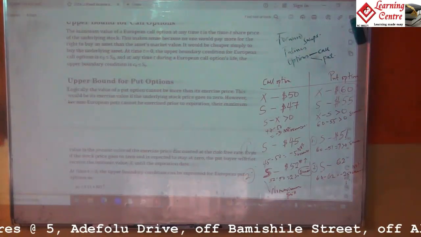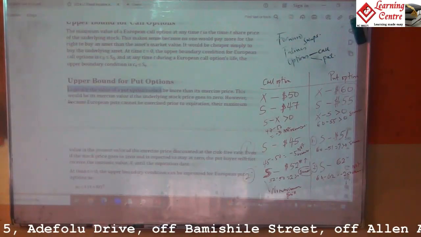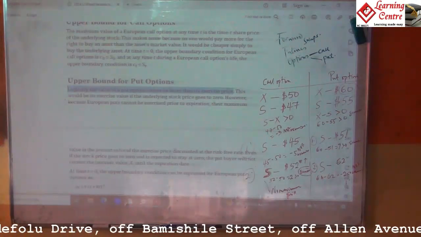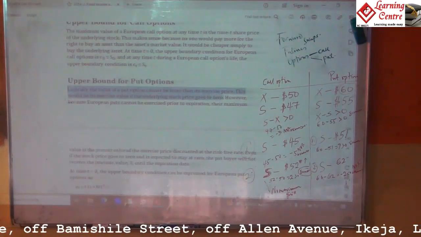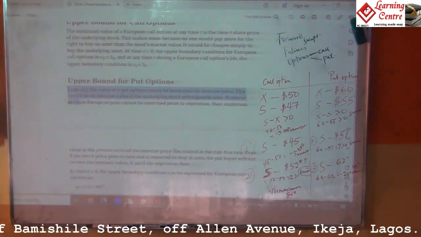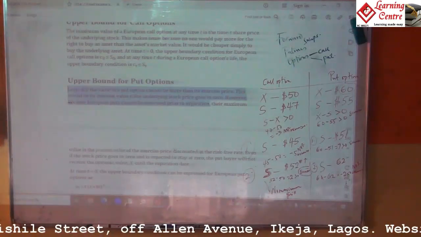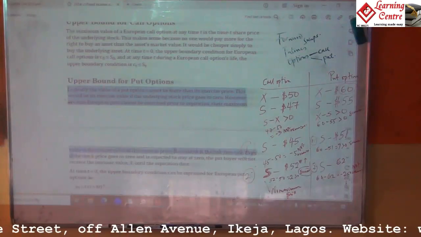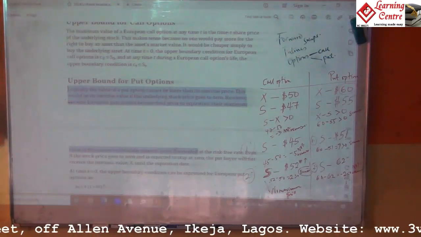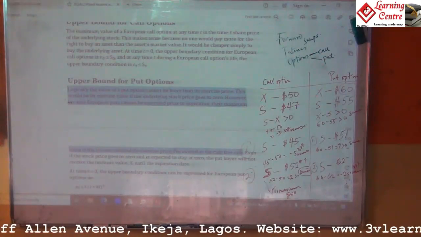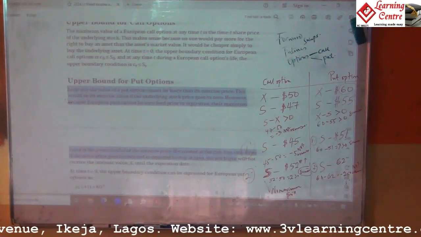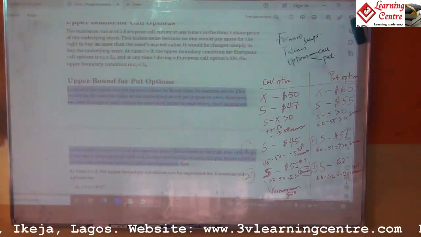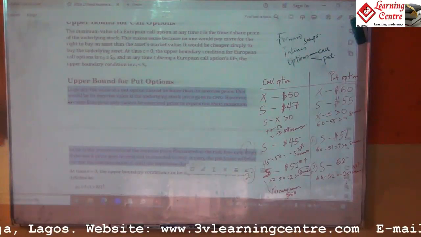Now logically, the value of a put option cannot be more than its exercise price. This would be its exercise value if the underlying stock price goes to 0. However, because European puts cannot be exercised prior to expiration, their maximum value is the present value of the exercise price, discounted at the risk-free rate. Even if the stock price goes to 0 and is declared to stay at 0, the put buyer will not receive the X until the expiration date. What is it trying to say?